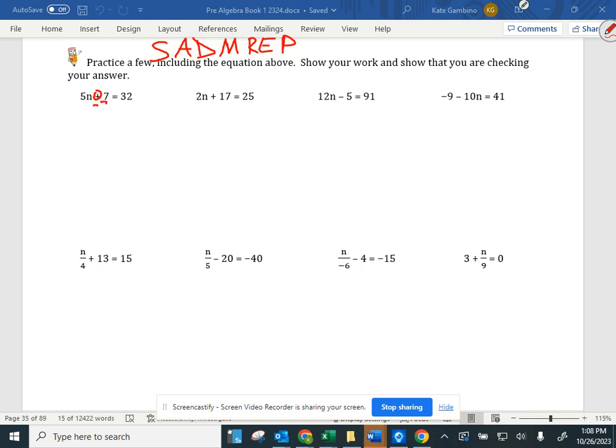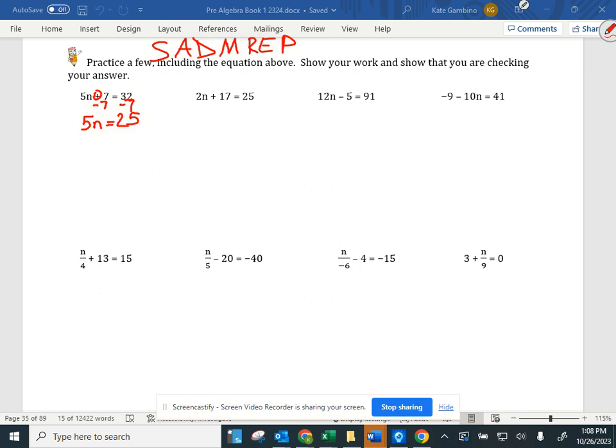So I'm going to do my subtracting 7. Notice how I'm writing minus 7 underneath the plus 7. I'm writing minus 7 underneath the 32. So I know plus 7 minus 7 zeros out, right? A positive 7 and a negative 7 equals 0. So I'm left with 5n equals, what is 32 minus 7? 25.